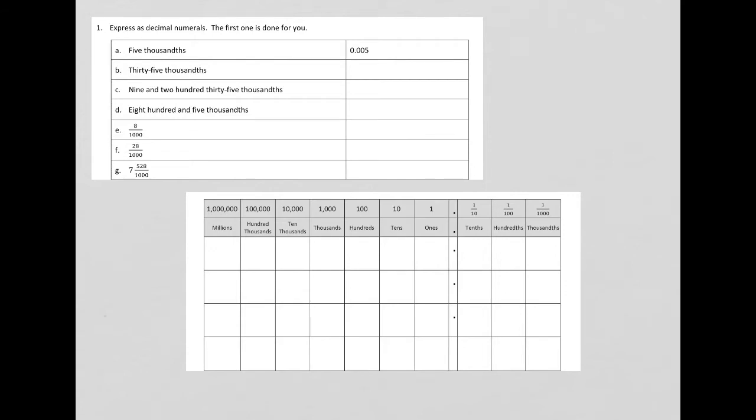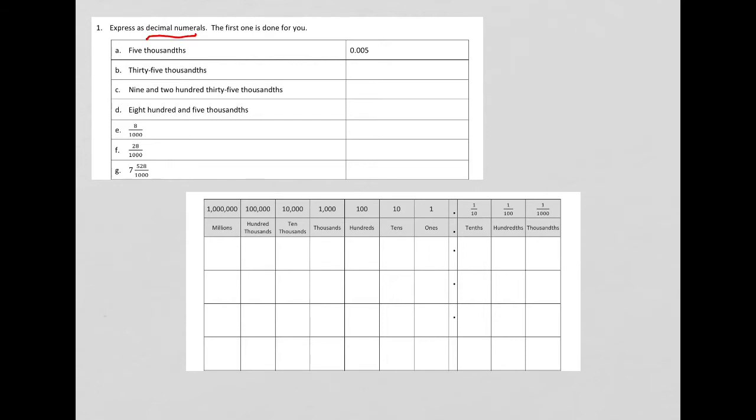So this first one, we're given numbers written in word form and fraction form, and we're trying to write them as decimal numbers. They just want regular standard form numbers. There's an example for this first one. 5 thousandths is 0.005. I put a place value chart in here because it really helps us understand where our numbers fit in our place value. This is why all of our place value charts have these headings on the top, because they remind us of what the different columns are called.